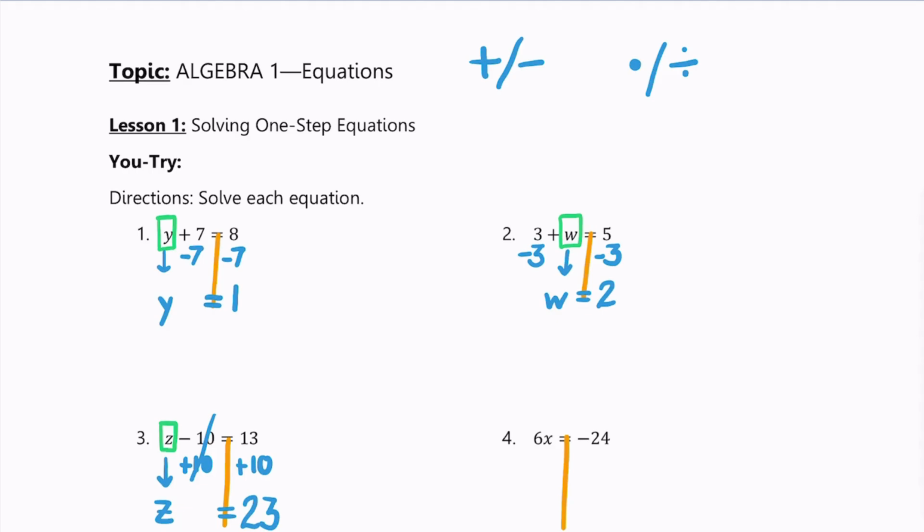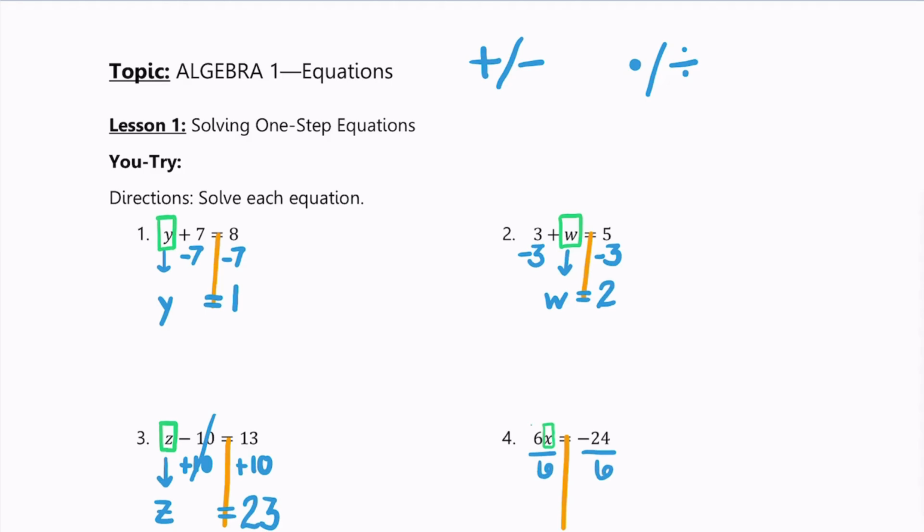Okay, number 4, we have 6x. Now that does not have a plus or minus sign separating it, so they're glued together with multiplication. So I want to get this x by itself. And it is next to or connected with that 6 through multiplication. So to undo that multiplication, I need to do the opposite, which would be division. So the opposite of multiplying by 6 would be to divide both sides by 6.